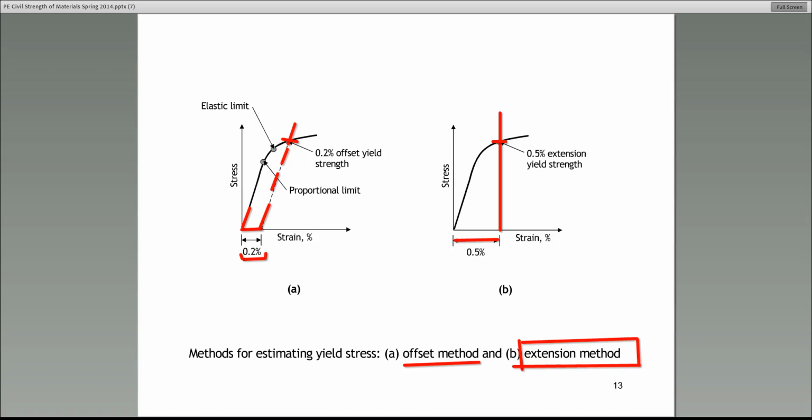This is standardized. An engineer in Kansas City would come up with the same value as an engineer in Shanghai, China. All right? And Mary Hill has a question, 0.2% of what? I think I answered that, Mary. It's just the 0.002. All right?